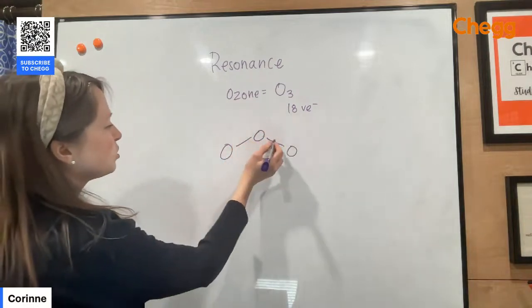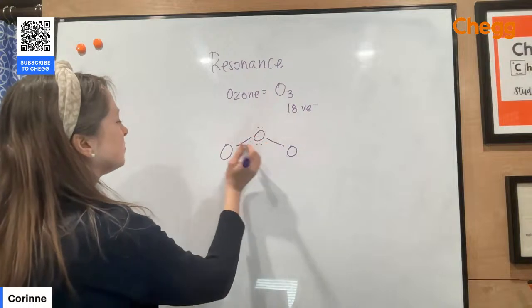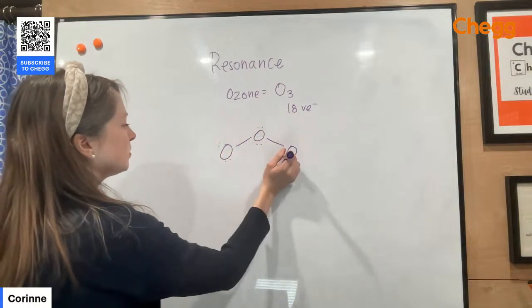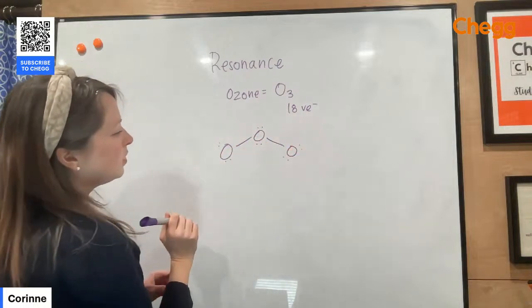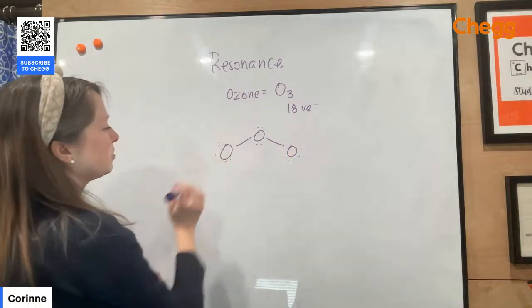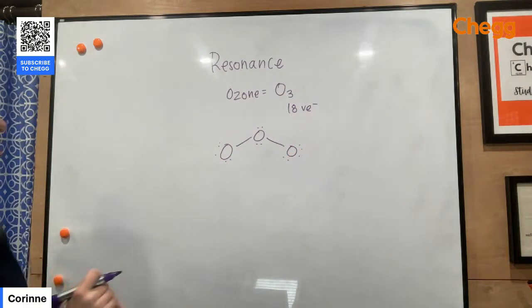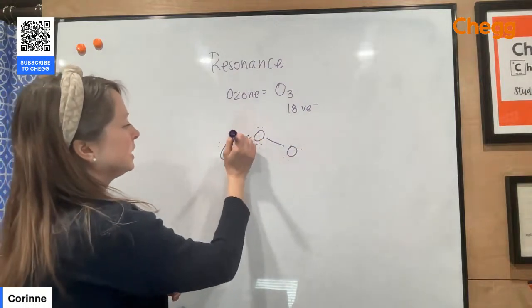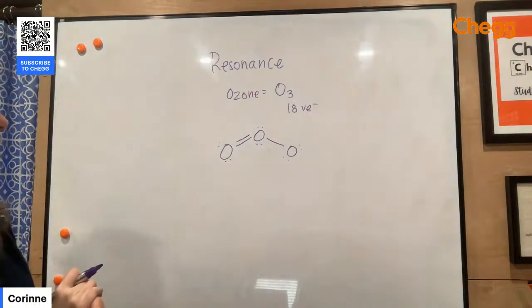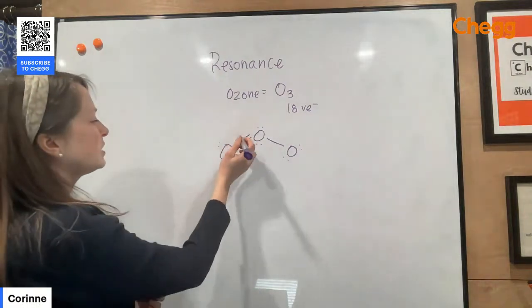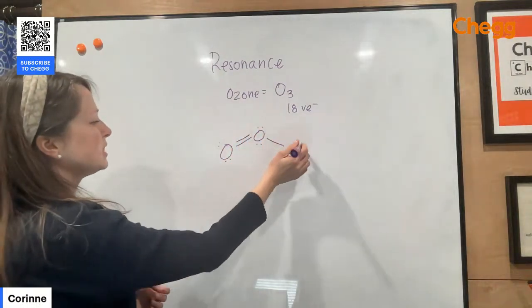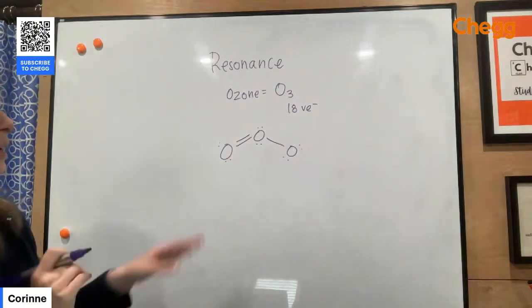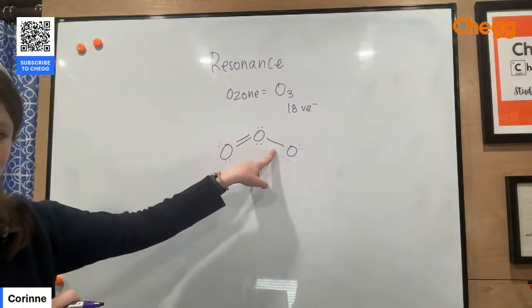So we have 1, 2. And then we have a weird situation where we have these single electrons. So we are going to have a double bond here. All right, so let's count this up: 2, 4, 6, 8, 10, 12, 14, 16, 18. But could I technically have that double bond on the other side as well?